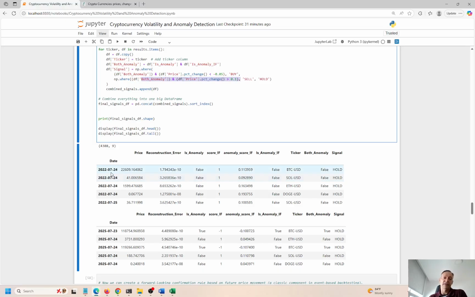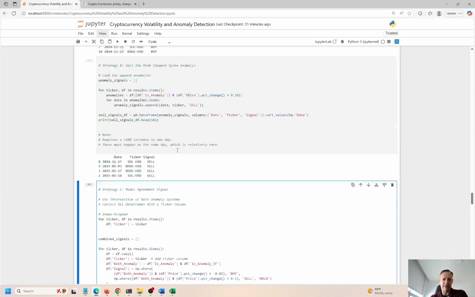So we're seeing on this date, the ticker is Bitcoin and not both anomalies, so just hold. And let's see, both anomalies are triggered, but not greater than 10%, so we hold. So these are all hold recommendations here. But if the percent change was greater than 10%, then if both anomalies occurred, we would sell, otherwise we hold, okay? So that's why we get hold.